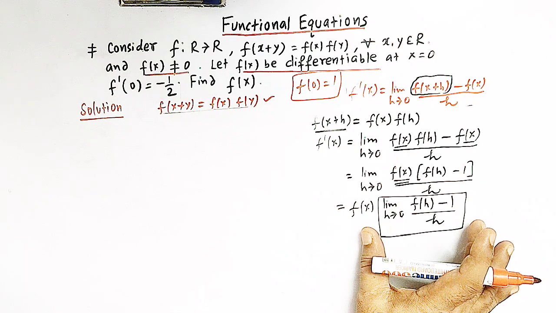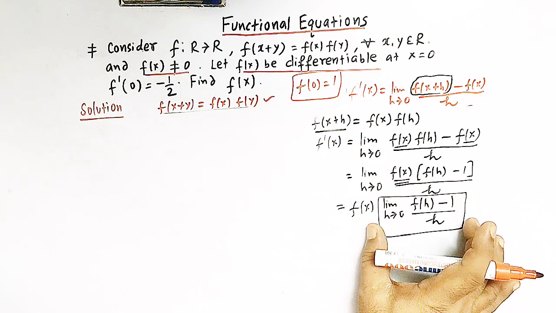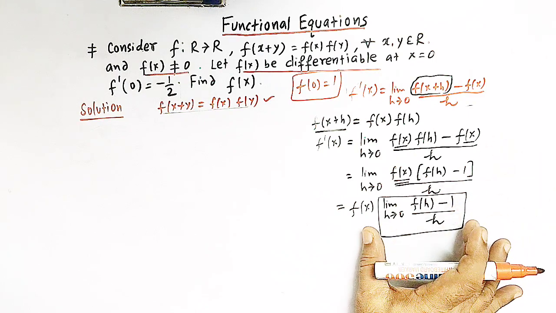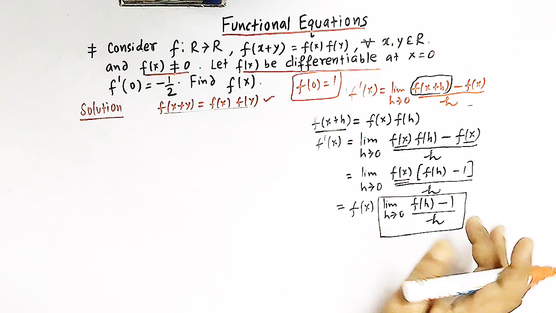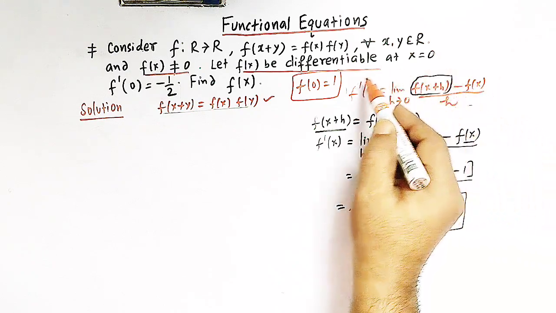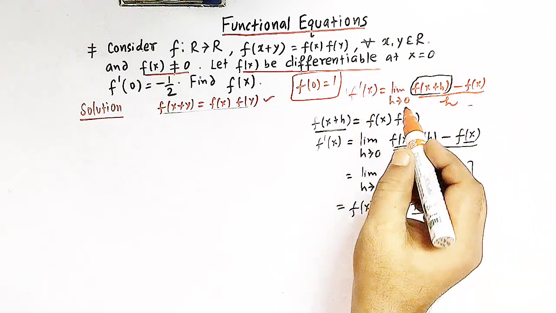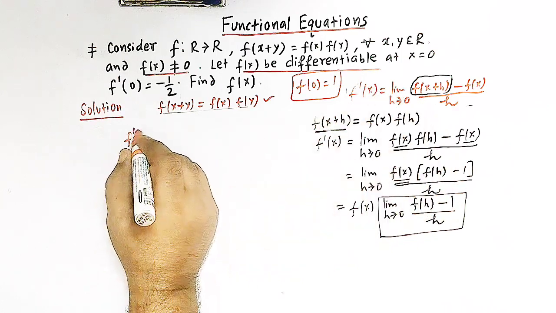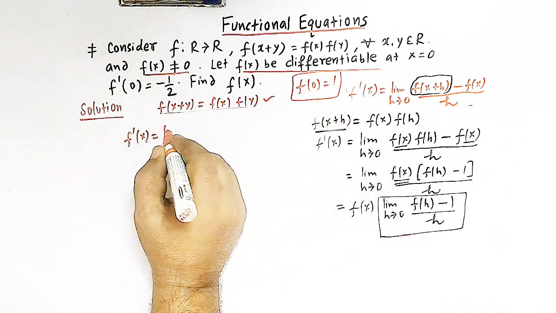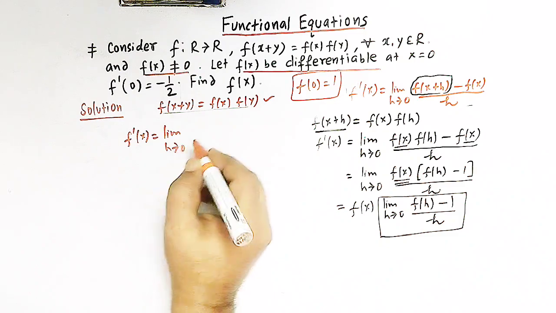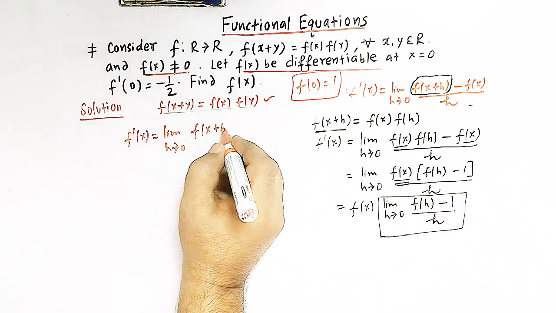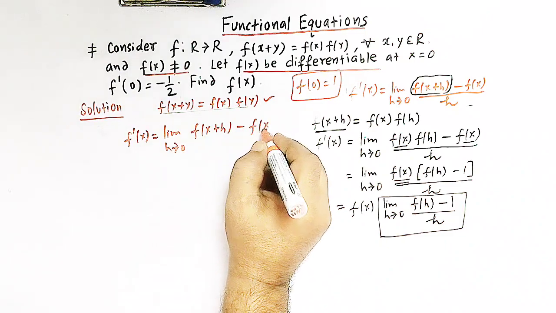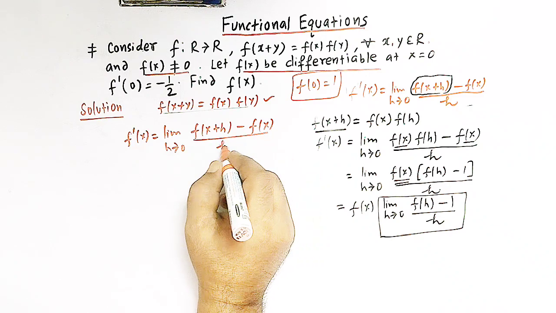So now let us consider this limit. In order to get the value of this limit, let us once again come to the definition of the derivative, right? So here we have f prime of x is equal to limit h tends to 0 of f of x plus h minus f of x, over h.